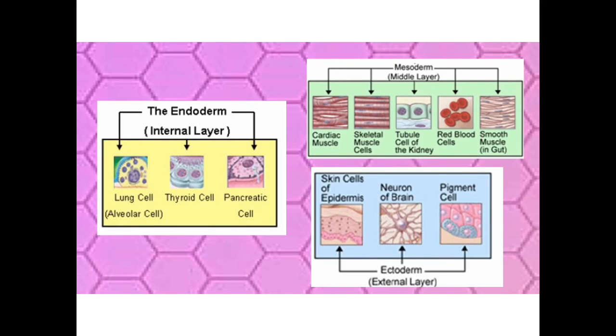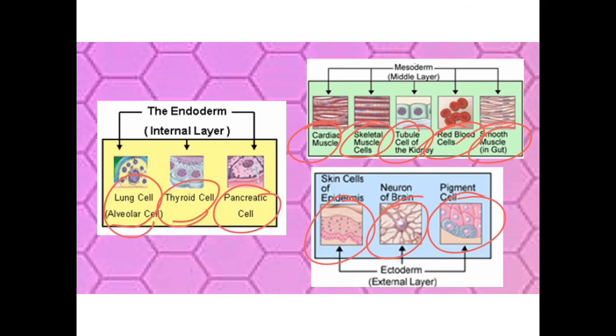And on this last slide, you can just see what some of those layers produce. So the endoderm produces lung cells in the lungs, thyroid and pancreas. Mesoderm, muscle, so cardiac, skeletal, smooth muscle, red blood cells, kidneys, and the ectoderm, your skin, the brain, and cells in the skin that produce pigment. So those are some examples of what come from those three layers.